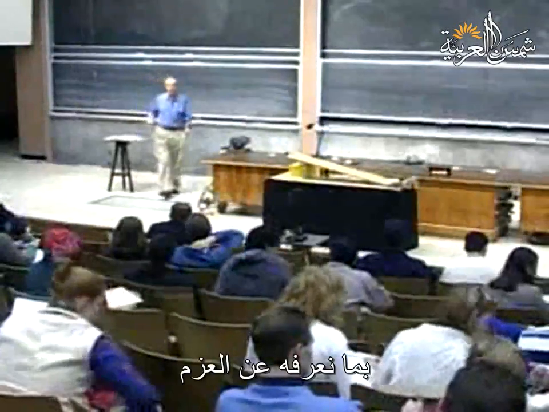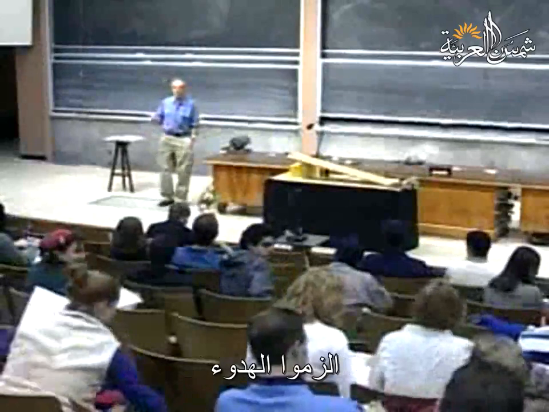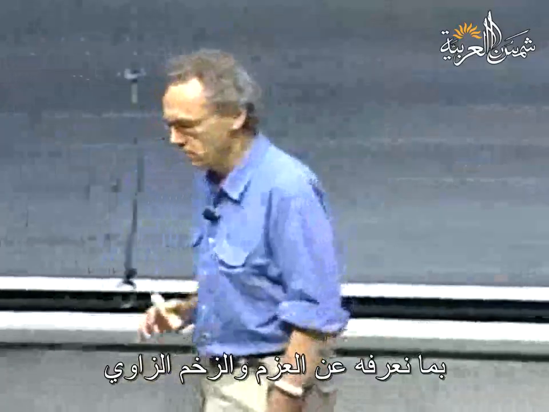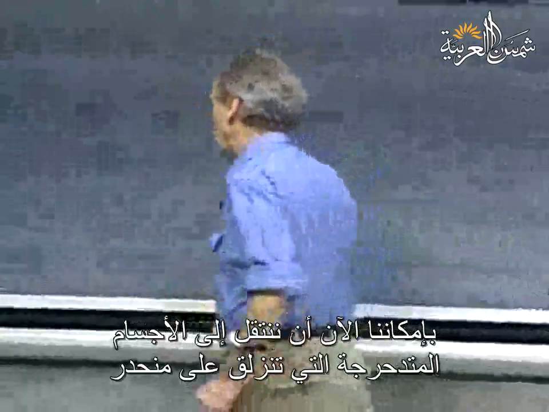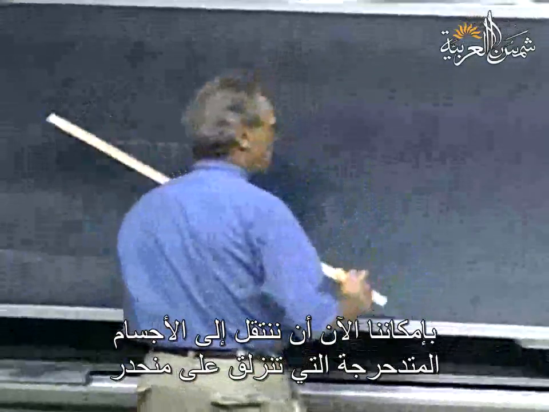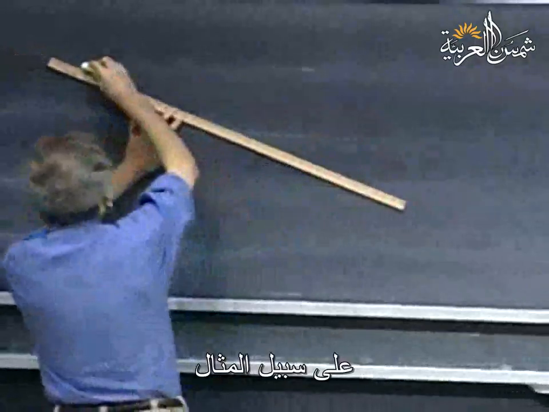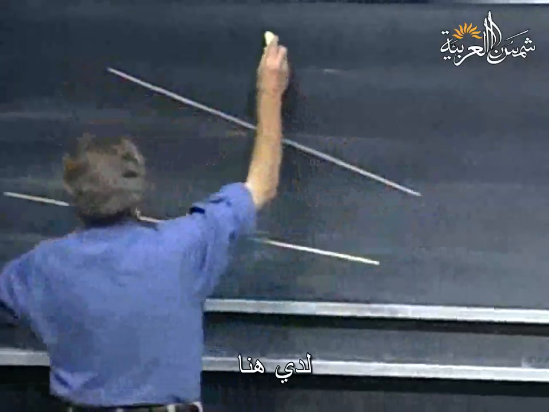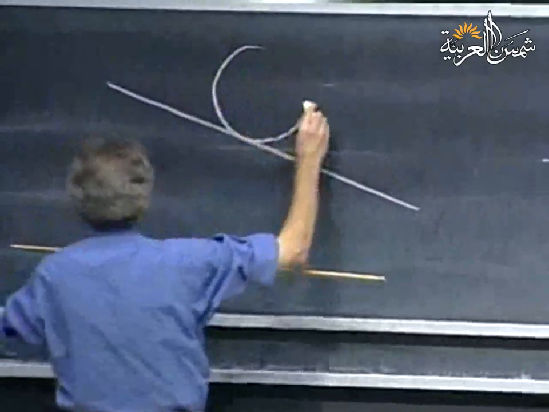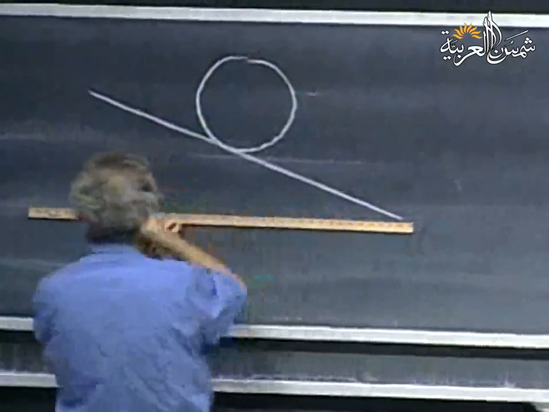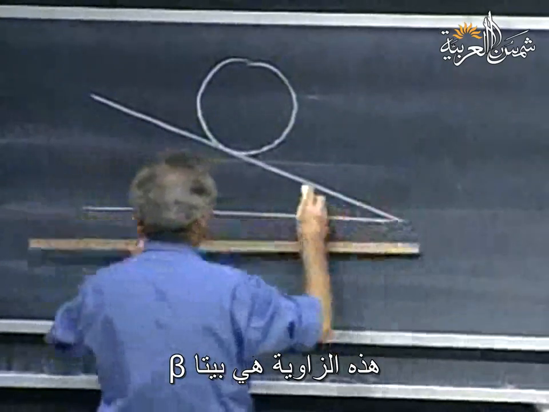With our knowledge of torque and angular momentum, we can now attack rolling objects which roll down a slope. For instance, the following. I have here a cylinder, or it could be a sphere for that matter, and this angle is beta.